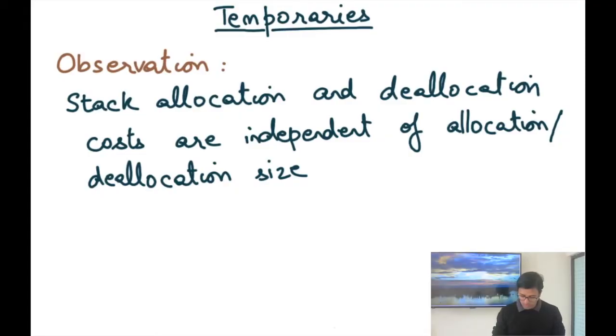So one observation here is that stack allocation and deallocation costs are independent of the size of the allocation or deallocation. So irrespective of whether I allocate one temporary or whether I allocate 10 temporaries, the cost of doing that is the same, because it's just one instruction, which is the add instruction on $SP. So that's an interesting observation.